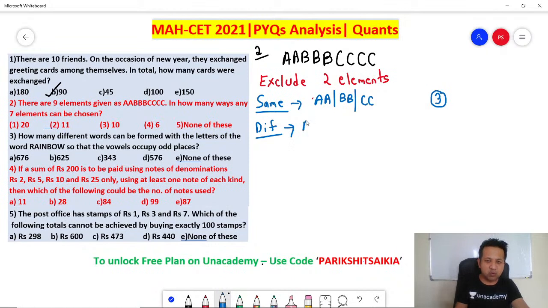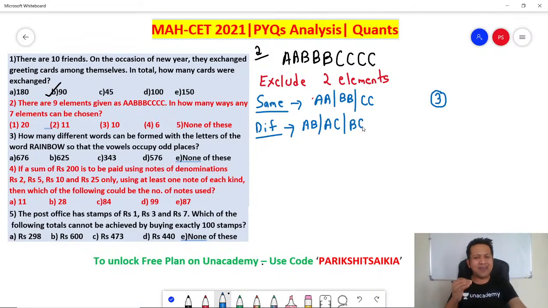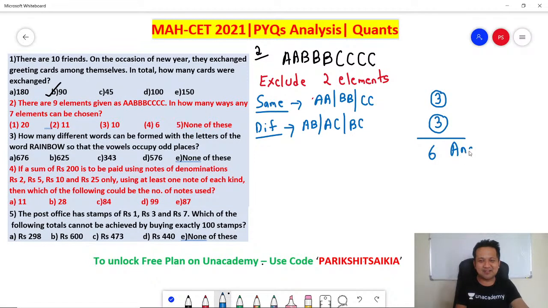Or the other way around, the 2 elements that you exclude are 2 different elements. So you can exclude 1A and 1B, or 1A and 1C, or 1B and 1C. Will you agree? So AB you exclude, or AC, or BC. So again, how many ways? 3 ways. Correct? So total how many ways of excluding 2 elements? 3 plus 3, 6. That's the answer. Easy one, can be solved within 20 seconds.